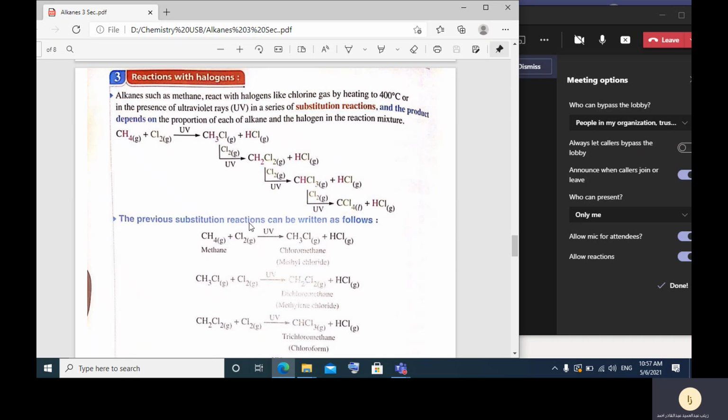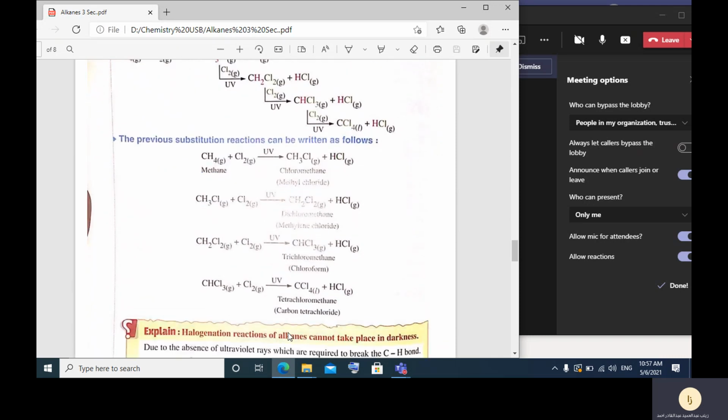CH4 plus Cl2 in presence of UV will give chloromethane or methyl chloride. When we get methyl chloride and put chlorine gas another time, we get dichloromethane or methylene dichloride. The third step, methylene dichloride or dichloromethane with chlorine gives trichloromethane, which is called chloroform. The last step, trichloromethane with chlorine gives tetrachloromethane or carbon tetrachloride.